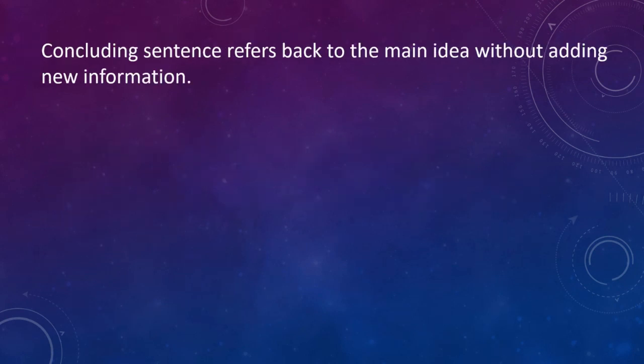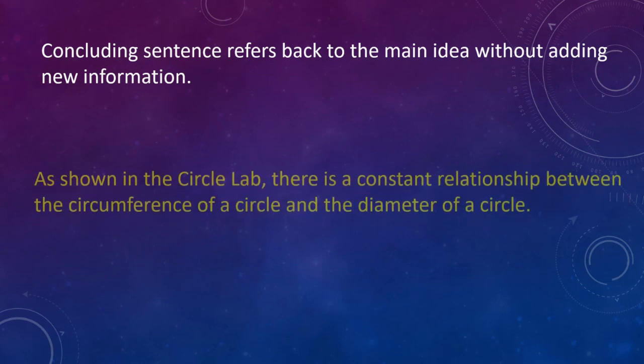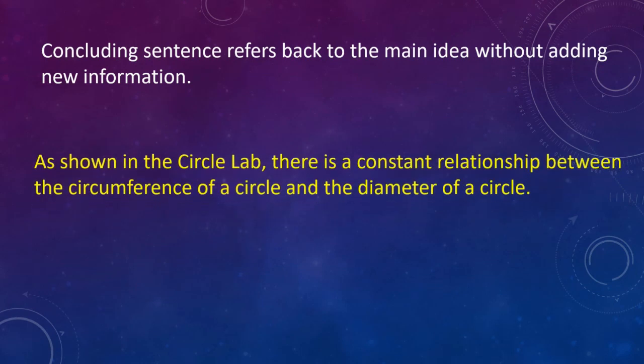Now, the last sentence of the summary is a concluding one. A conclusion sentence refers back to the main idea and summarizes what we know. It does not include any new information. Make sure anything you have in this sentence has already been mentioned and explained in your summary.